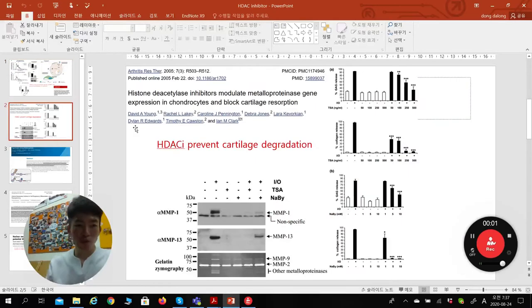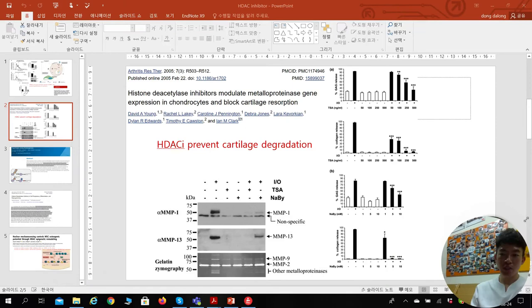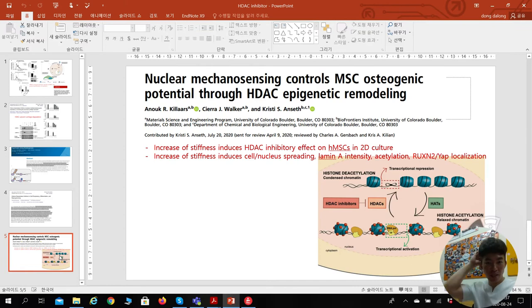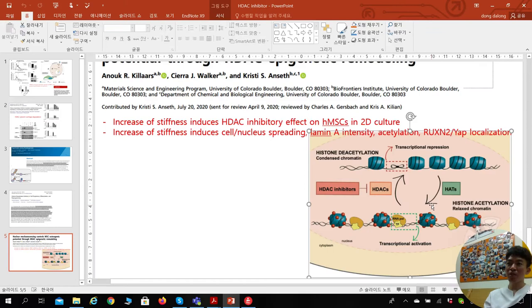So, good morning everyone. Today I'm going to share one recent research article published in PNAS. The article is titled Nuclear Mechanosensing Controls Stem Cell Osteogenic Potential through HDAC Epigenetic Remodeling. Before understanding this research, maybe some people will not be familiar with epigenetics.